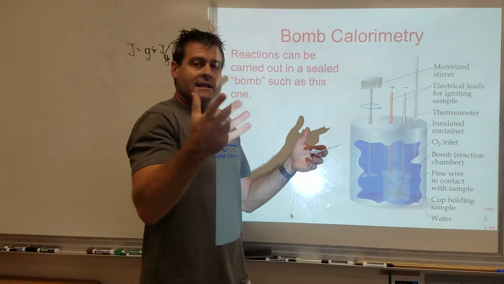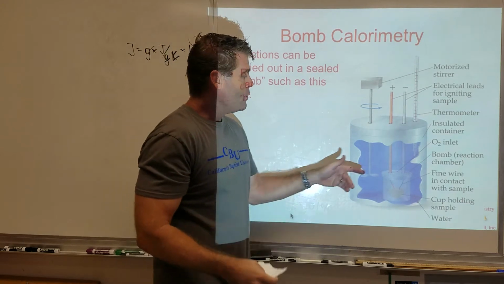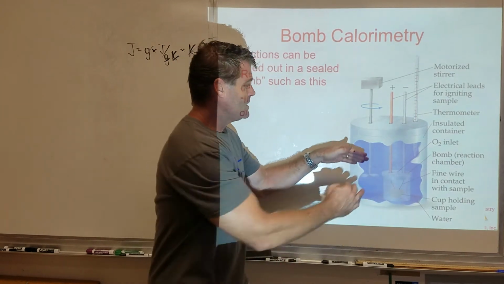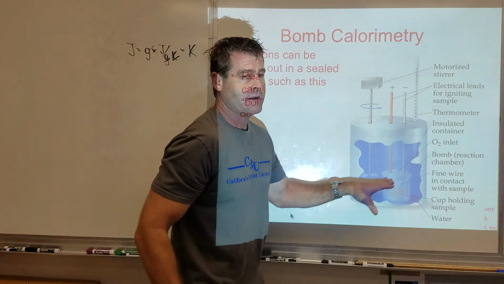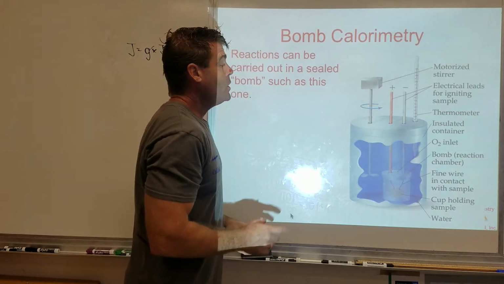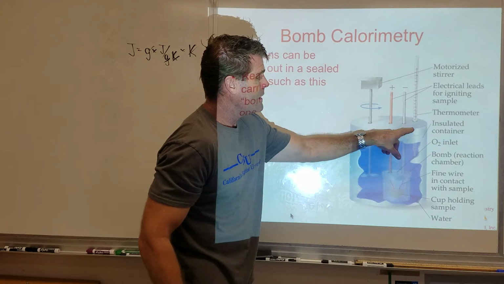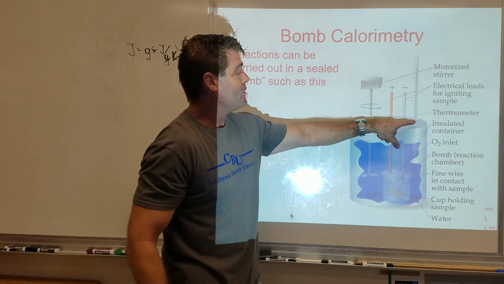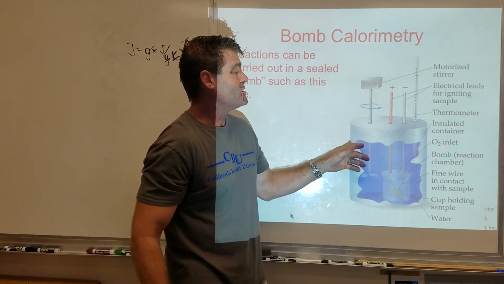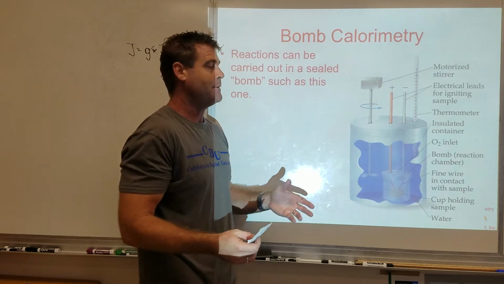What's going to happen? It's an exothermic reaction, heat's given off. What's going to absorb the heat given off by this reaction? The surrounding water or the surrounding calorimeter. So what can I do? If I can measure the temperature change of the calorimeter, take into account the specific heat of the water and how much water I have, I can ultimately calculate how much heat is given off.